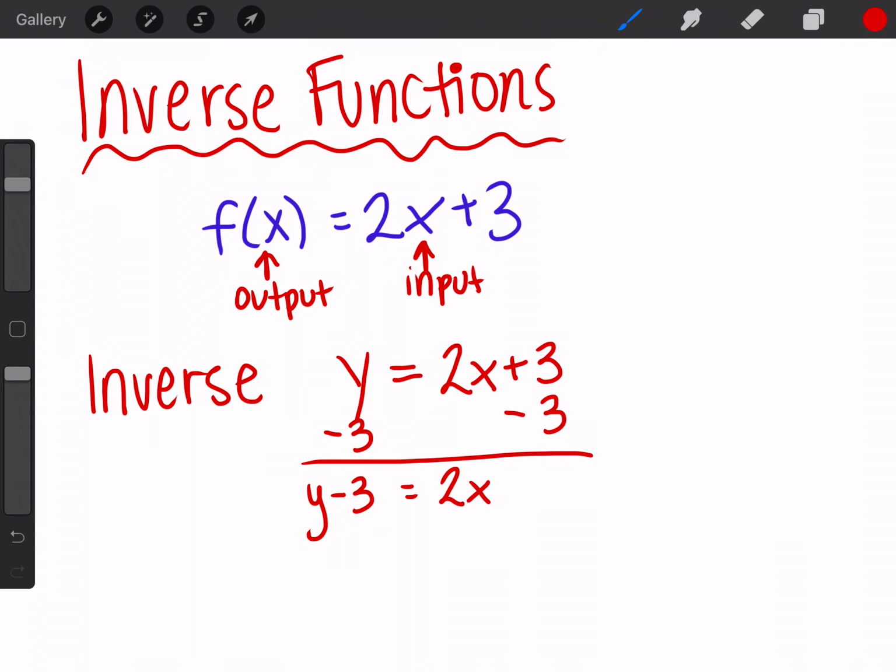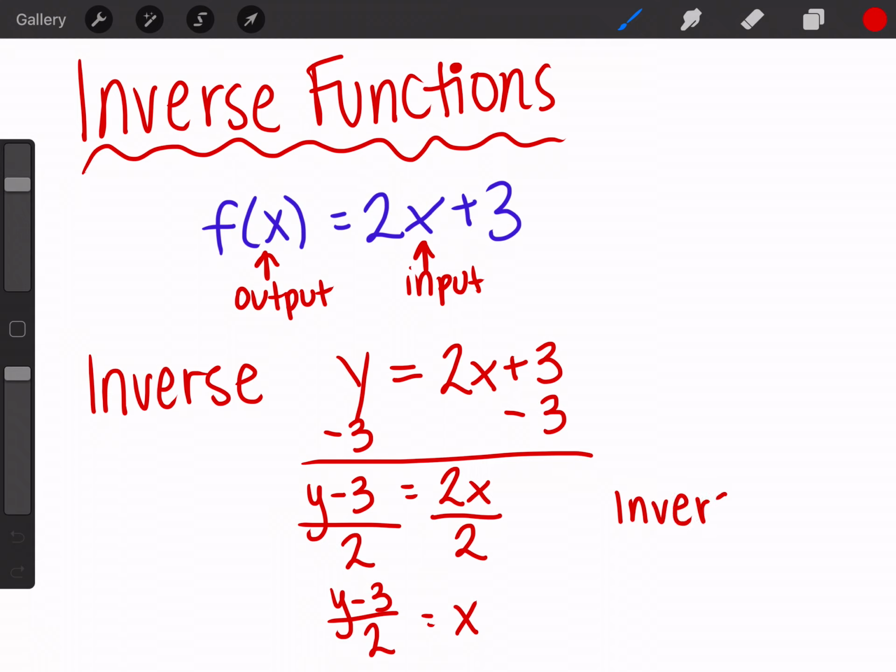Now, the next step we're going to do, we want to get x by itself. Remember, because x was our input, we're going to divide by 2 on both sides. So we have y minus 3 over 2 equals x. So our inverse is x equals y minus 3 over 2.